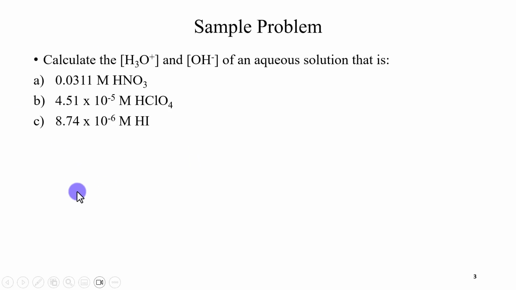We can then calculate the amount of H3O+ and OH- in aqueous solutions of strong acids and strong bases, because when we have a strong acid, like we do here, for example, we know that the H+ concentration is going to be the same as the concentration of my acid, because HNO3 is completely going to dissociate into H+ and NO3-.